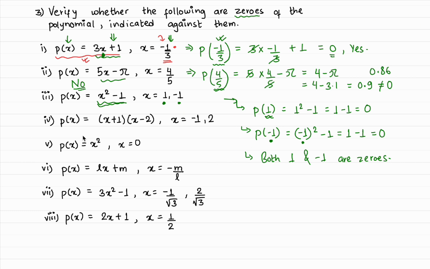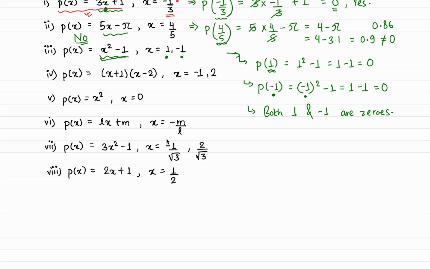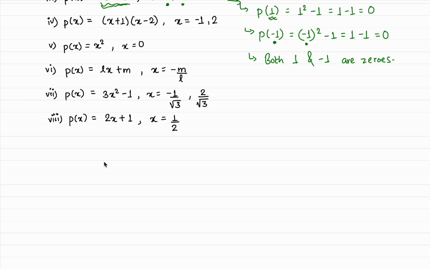Similarly, let's see whether these numbers minus 1 and 2 are zeros of our polynomial of question number 4. So let's write it over here. It's getting messy. Our question number 4 is p of x equals x plus 1 times x minus 2. And we have to put the values x equals -1 and 2.